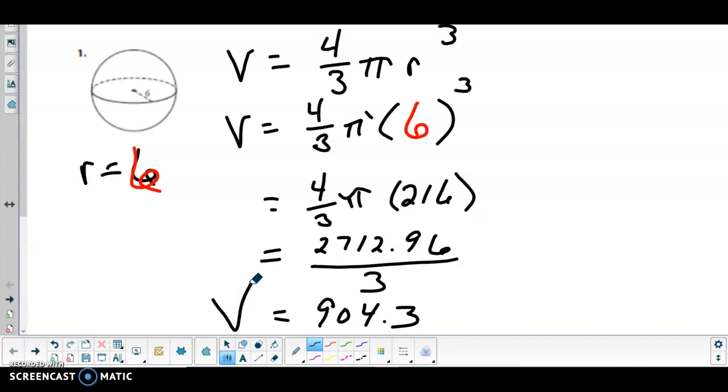Now, on this worksheet, they're going to give you different things. So sometimes they're going to give you the volume, or they might give you the diameter. So you have to be kind of careful as to what the given information is. But get busy on the volume of spheres.